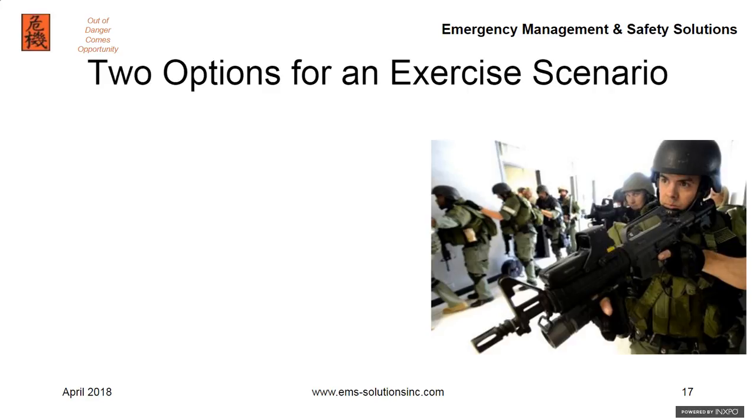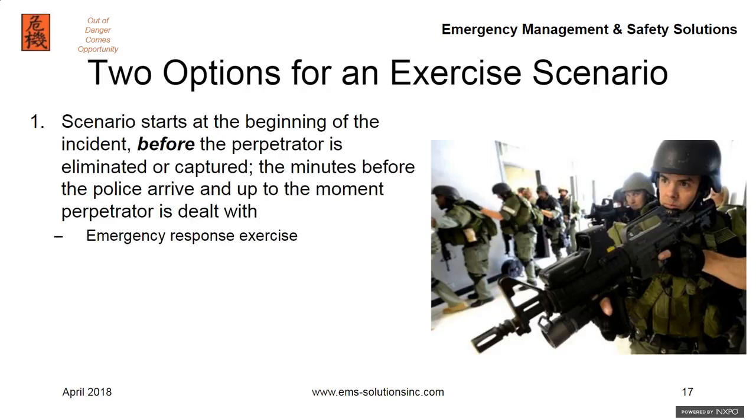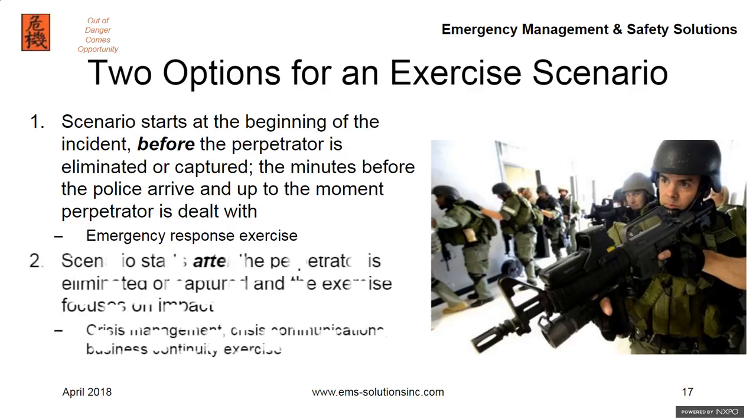Now, there are 2 options you have when you're designing an exercise scenario, and I'm going to talk about each one of these. One option is the scenario before the perpetrator is eliminated and captured, so before the police arrive and up to the moment that the perpetrator is dealt with. If that's the kind of exercise that you're electing to do, then what you're doing is truly an emergency response exercise. Because all of us on this call know that when a shooter is in your building or somebody who has some sort of weapon, your primary activity is going to be hiding underneath a desk or running or hiding or fighting, but you're going to be responding. That's what's going to be happening. So that's really what we're looking at when you have an exercise that's before the perpetrator is eliminated and before the police have taken over.